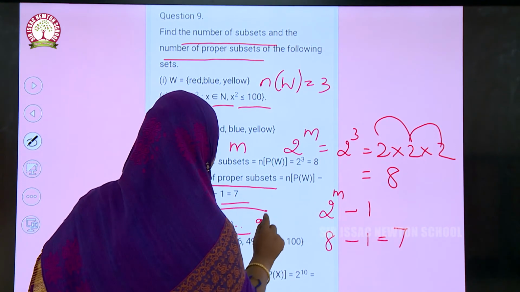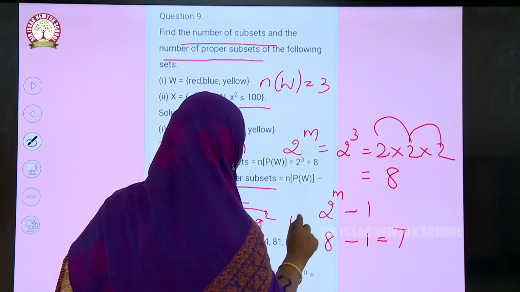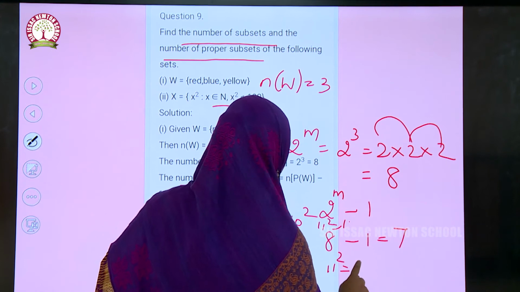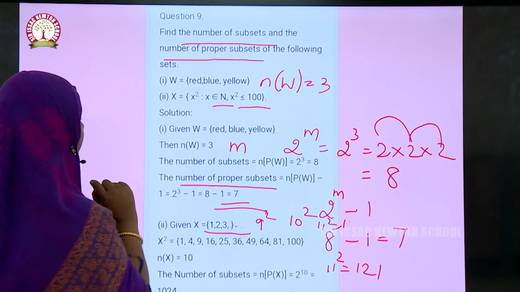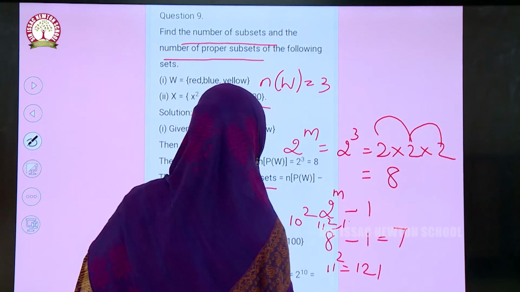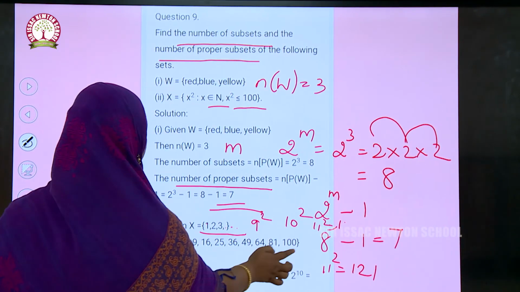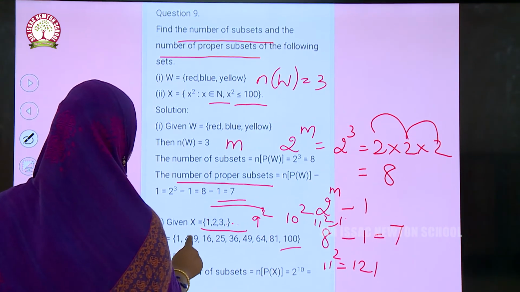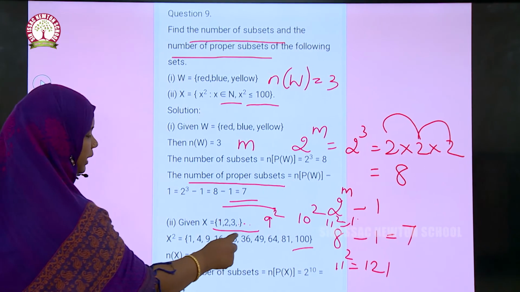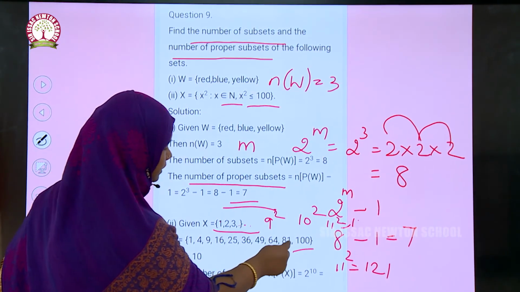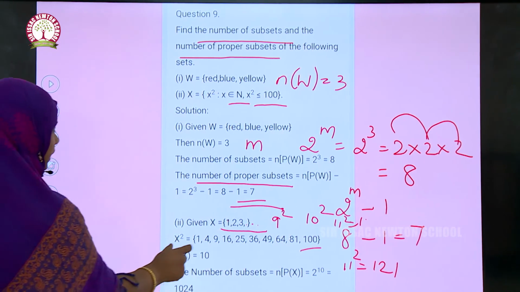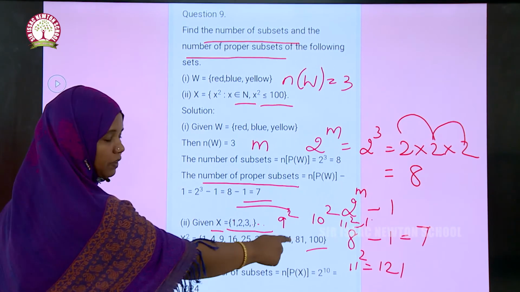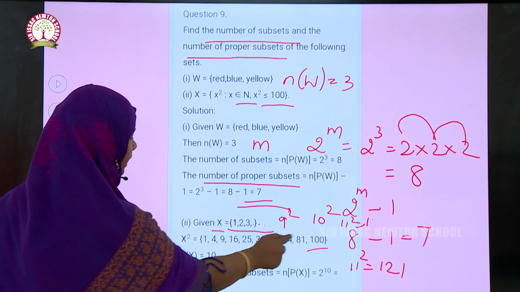Therefore, 9 square is 81 and 10 square is 100, and 11 square will be 121, which is not less than 100. It is greater than 100. Therefore, stop at 100. So what are the elements of the set X? 1, 4, 9, 16, 25, 36, 49, 64, 81 and 100. Count how many numbers. What is the cardinal number of the set X? The number of elements of the set X is 10.